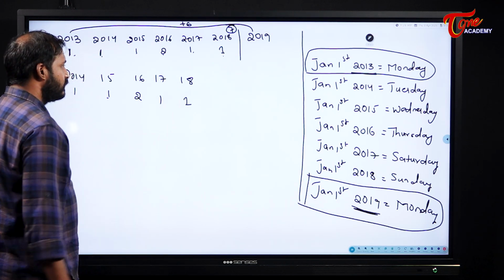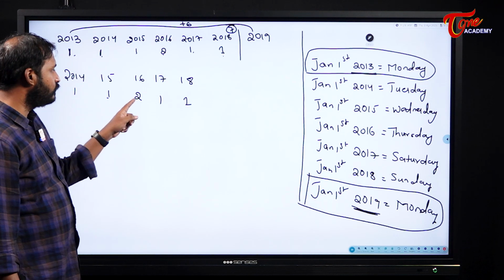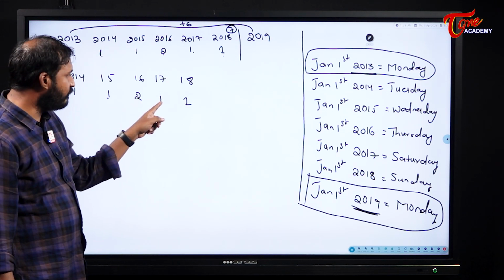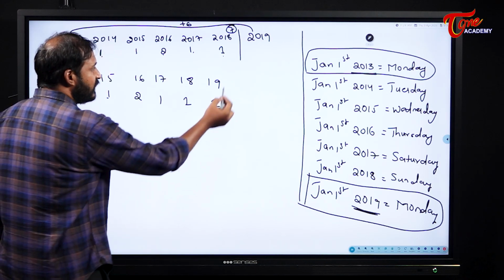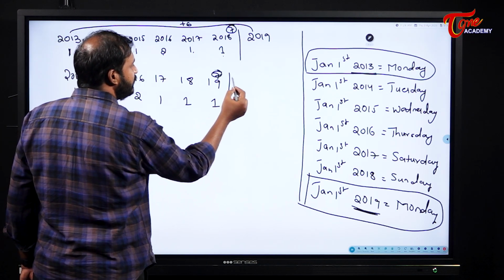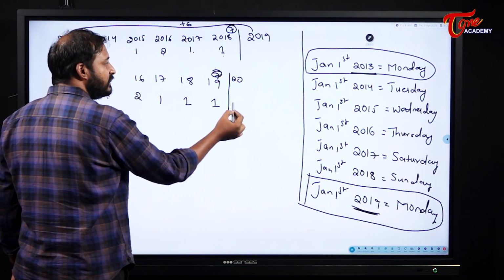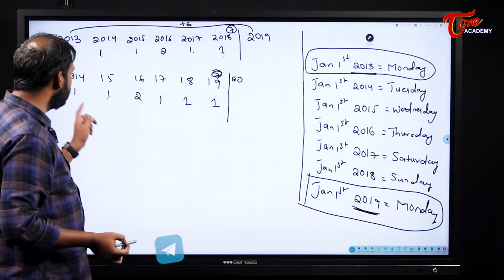18, 1. 1 plus 1, 2. 2 plus 2, 4, 5, 6, 7. So that means once again I can use it in 2020, right? According to my previous logic, once again I can use the 7.